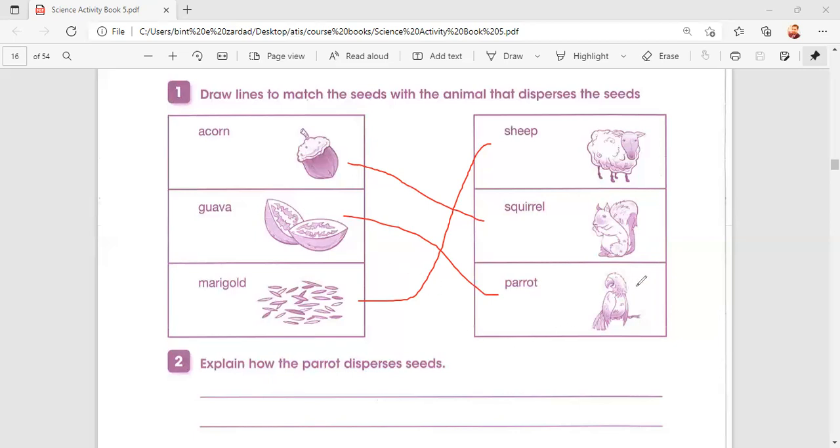And then what happens? From one place to another place, maybe away from their parent plant, the seed passes out of the parrot's body in its droppings, away from the parent plant.